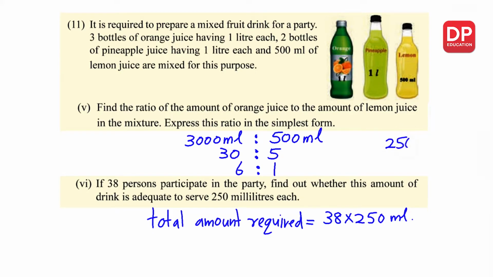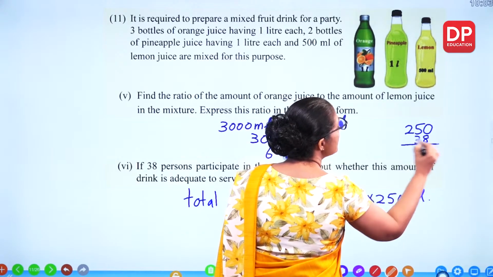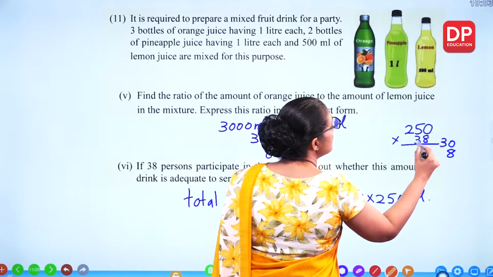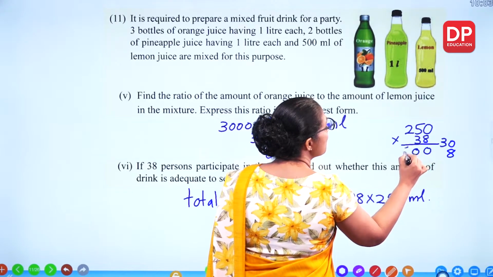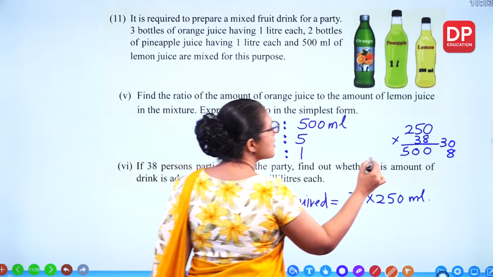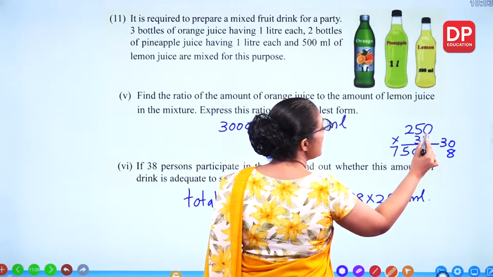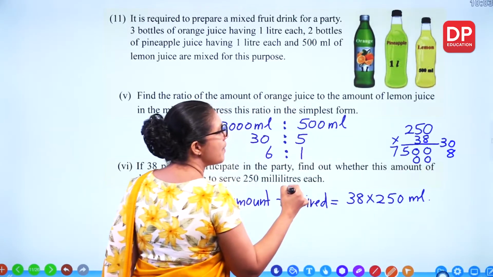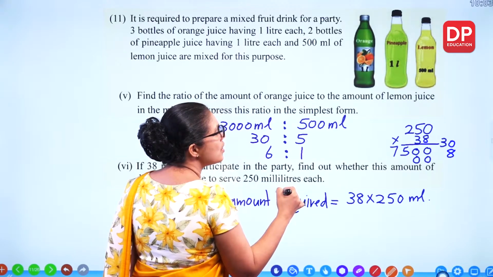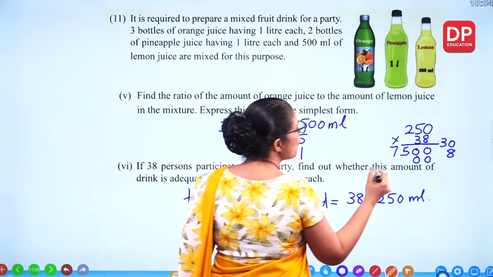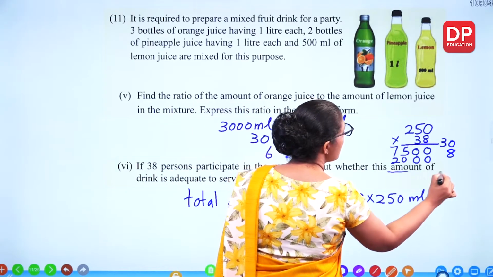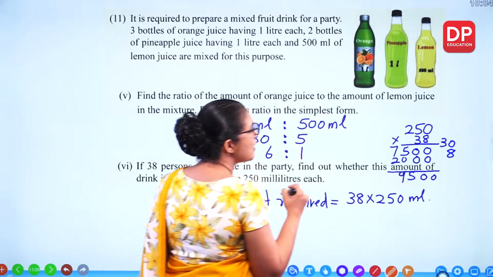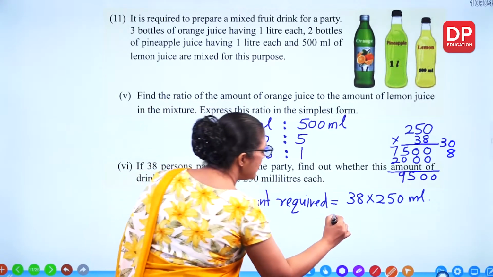250 multiplied by 38. 30 and 8. 3 times 0, 3 times 5, 15. 3 times 2, 6 plus 1, 7. 8 times 0, 0. 8 times 5, 40. 4 remaining. 8 times 2, 16. 16 plus 4, 20. So altogether 9,500 milliliters.